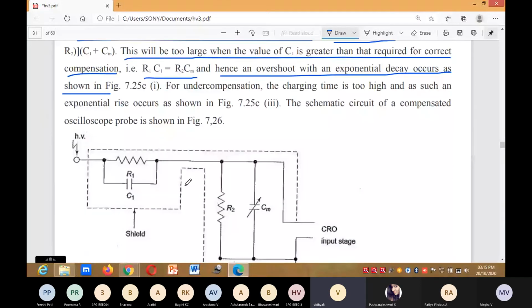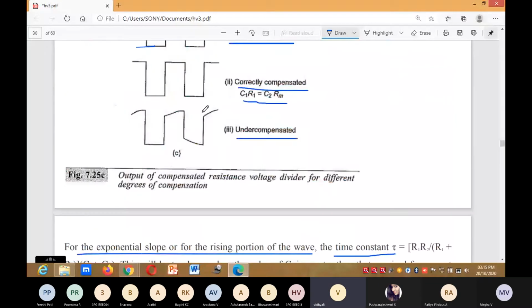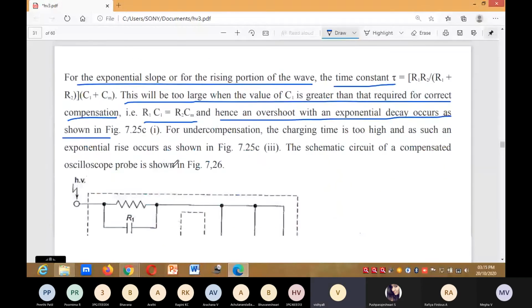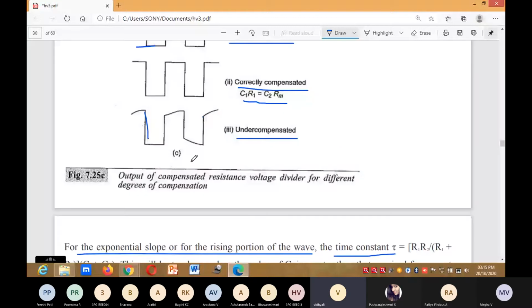As shown in the figure, you can observe here, it will decay. For undercompensation the charging time is too high, and such an exponential rise also occurs. In undercompensation, the charging time and discharging time are too large.